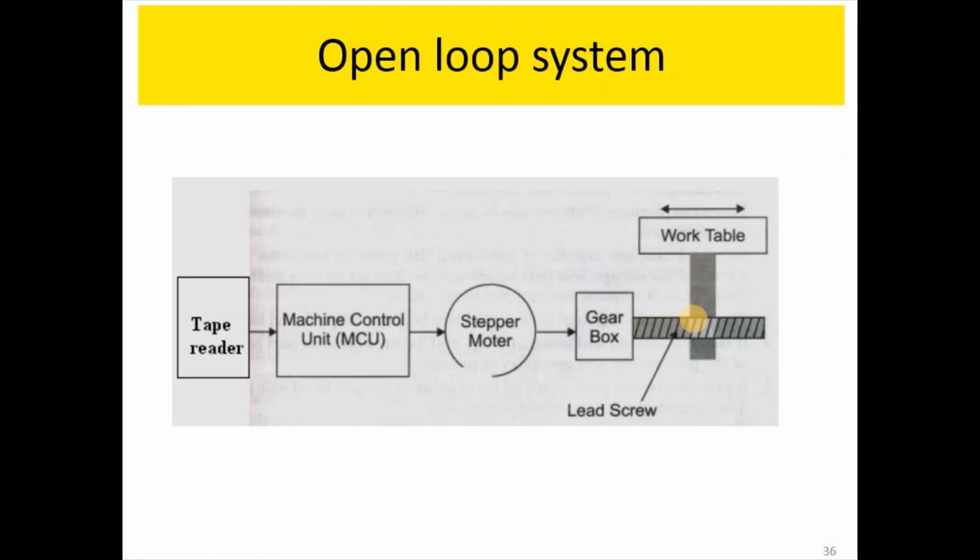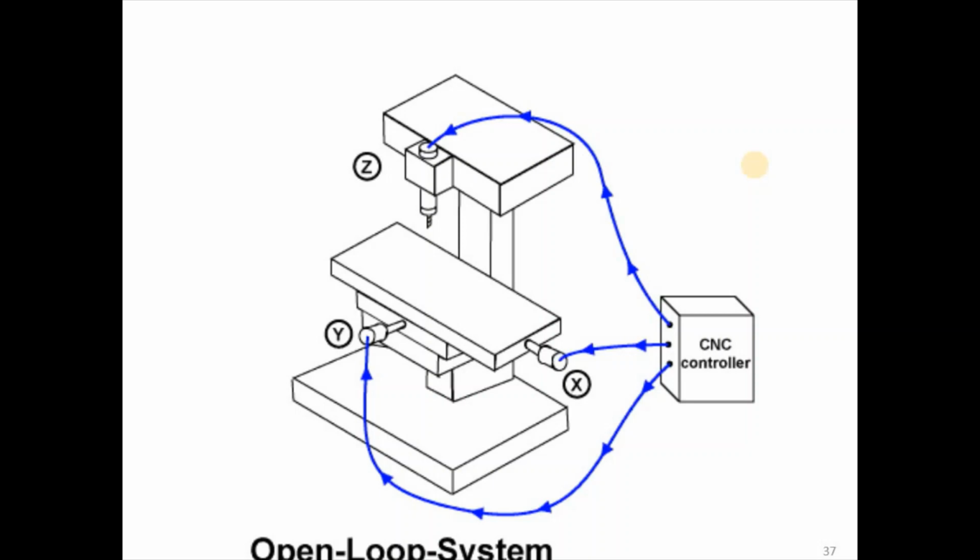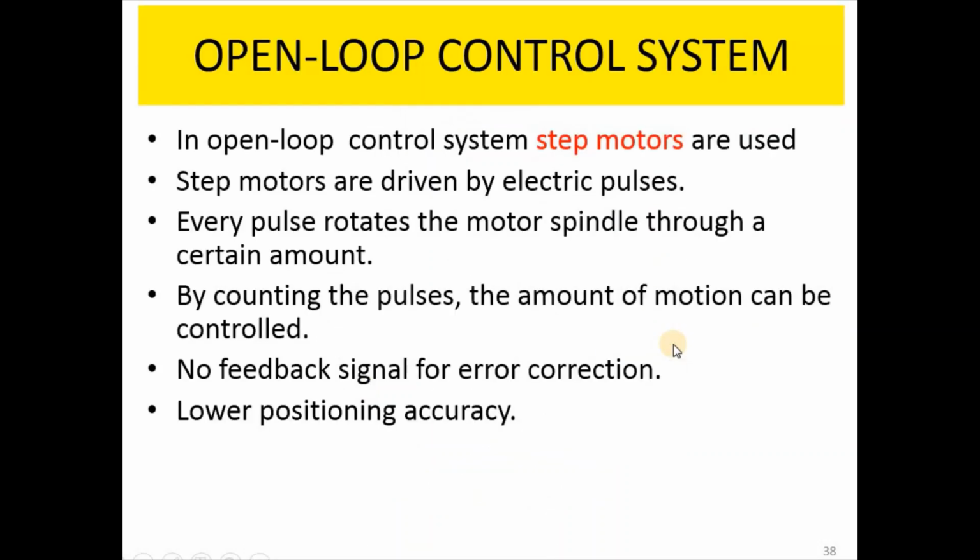So in this open loop system we will not get feedback from the machine. If any mistake happens, or if any error is there, it will not provide any feedback to the machine control unit. So that is a disadvantage of the open loop system. You can see here in the CNC control, it will send signals to the machine. The blue line indicates the input signal. The machine will do its work, but if there is any error, it will not send any feedback back to the control system. So you can see here in the open loop control system, step motors are used.